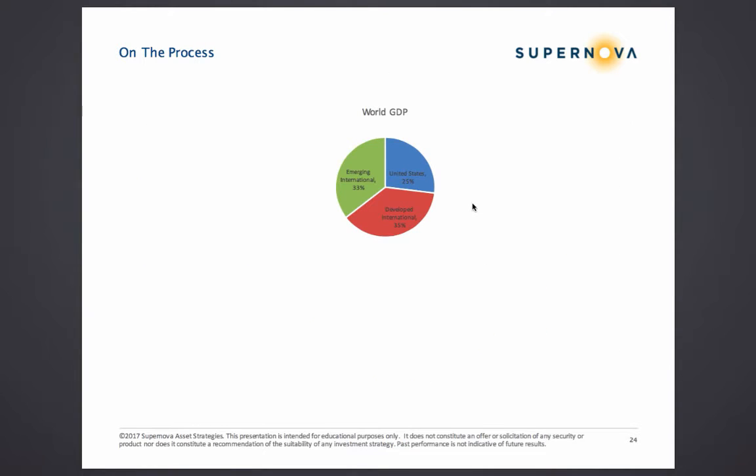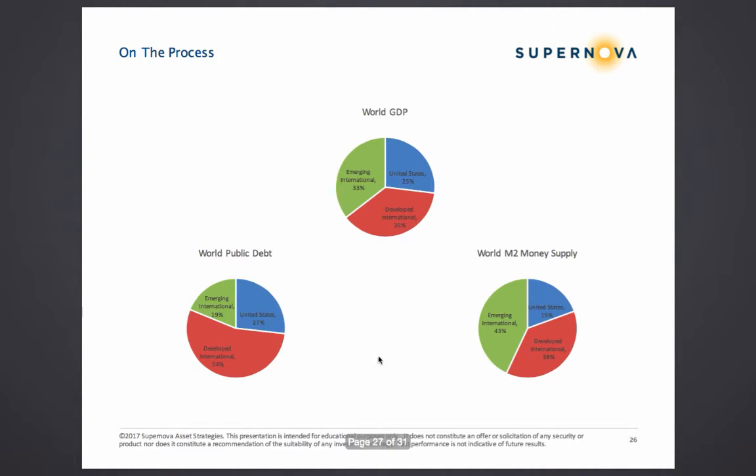Moving on to more of the process, the first thing we look at is global GDP. This gives us an indication of size. We then look at world public debt outstanding. We underweight heavily indebted countries, and we overweight under-indebted countries. And then we look at world M2 money supply, and we underweight or overweight based on currency valuation.